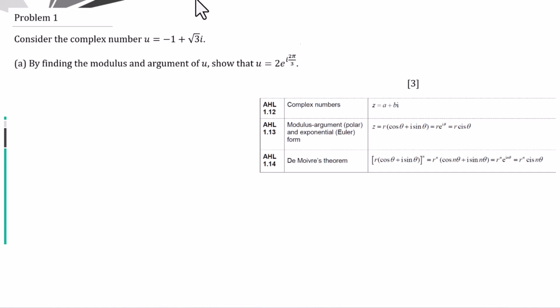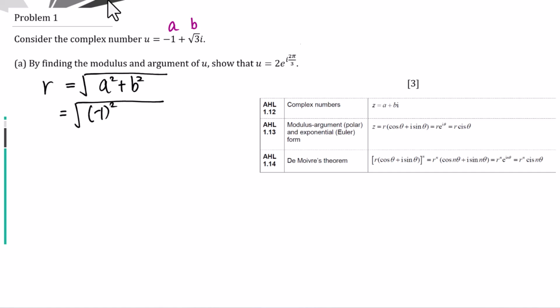2 times e to the power of 2 pi over 3 i. For a complex number, this is a, this is b. Modulus r equals square root of a squared plus b squared. So we get -1 squared plus square root of 3 squared, equals 2. Next step, u equals, we will take this 2 out: 2 times (-1 over 2 plus square root of 3 over 2 i).